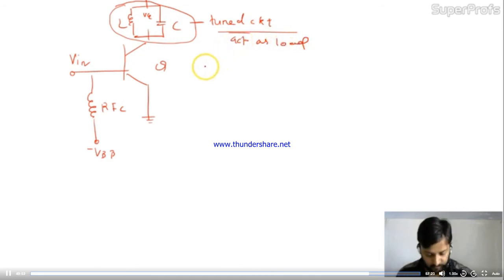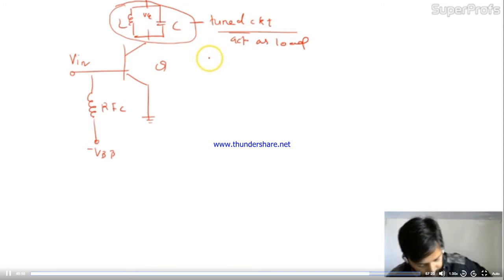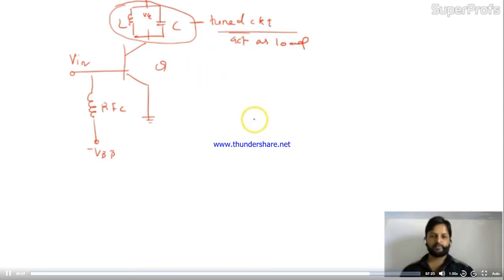Okay, friends. So this is the class C amplifier, and the class C amplifier is not used for the audio amplifier. Which one do we use for the audio amplifier? For the audio amplifier, we use the class B amplifier. Okay.